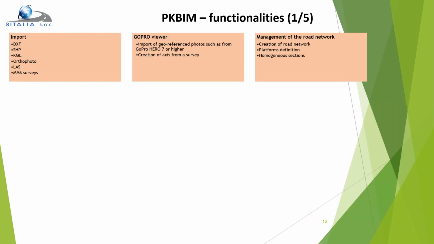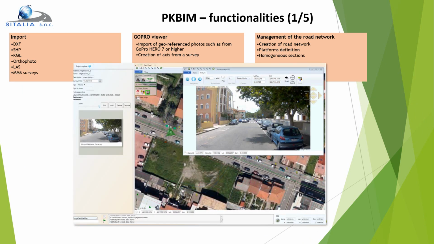And now I will explain the main software, the BIM Office software. The software allows you to import standard data like DXF, shapefile, KML, orthophotos, LAS files. The LAS format file is the point cloud data, from mobile mapping system surveys and the GoPro, and for example here in this picture I show you how you can see a georeferenced image directly inside the software.